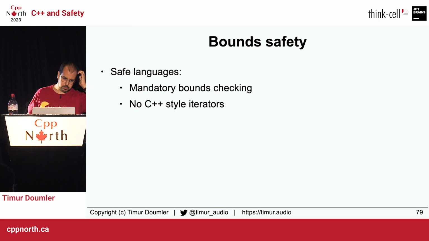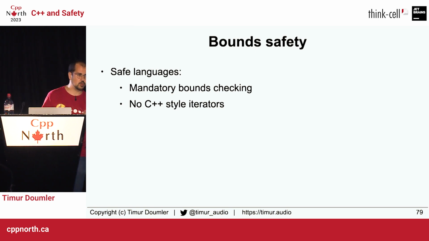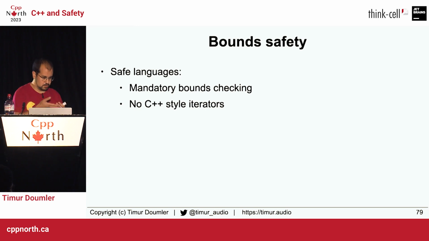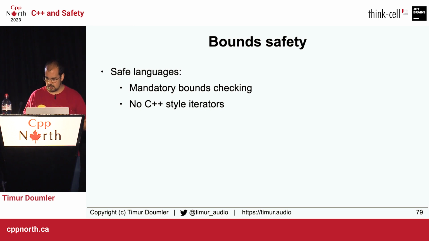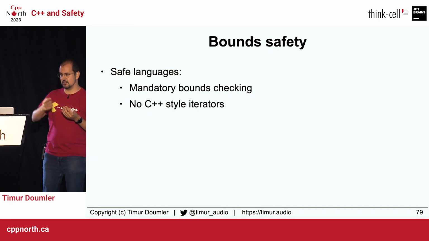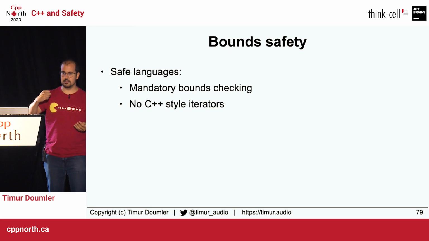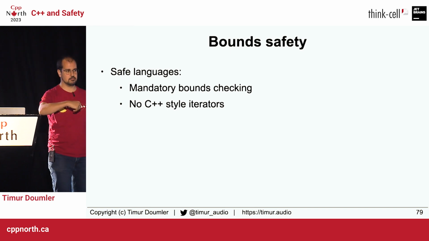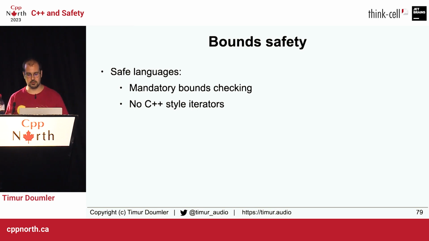So how do safe languages prevent this from happening? Well, you either have mandatory bounds checking, so you just don't have something like operator square bracket which is unchecked. And in addition, you don't have C++ style iterators. In C++, you have these raw iterators or pointers where you can do four things with them. You can take the first one, like begin, then you can increment them, then you can dereference them, and then you can compare them with the end. Those are four things, and you can do all four of them separately, so there's plenty of opportunity for you to mess something up.